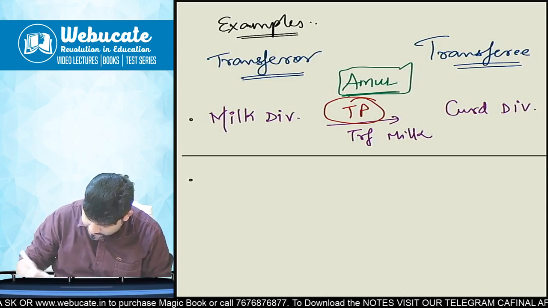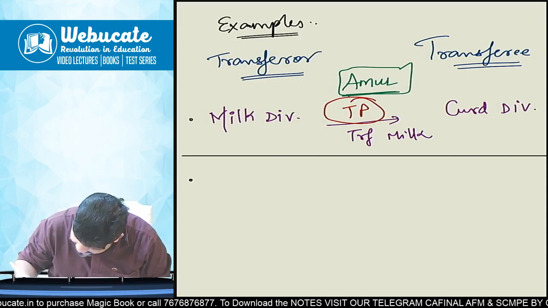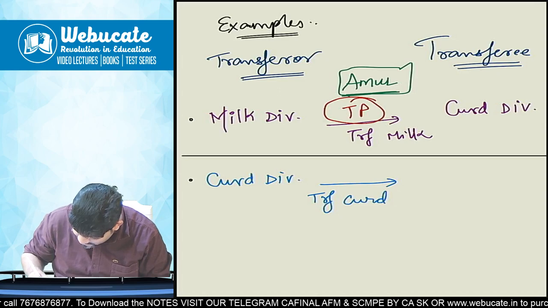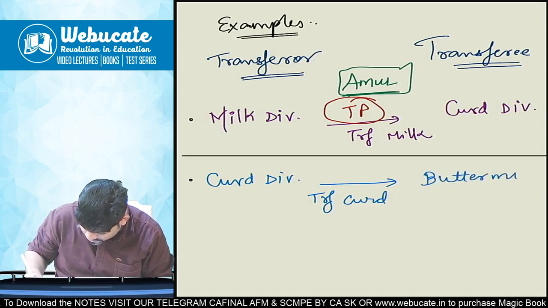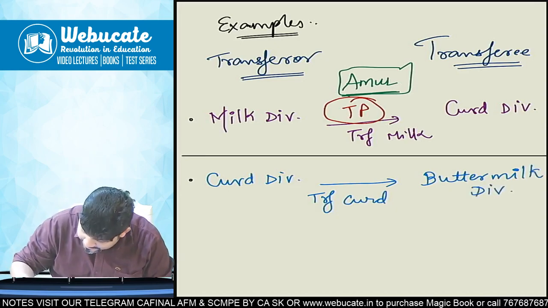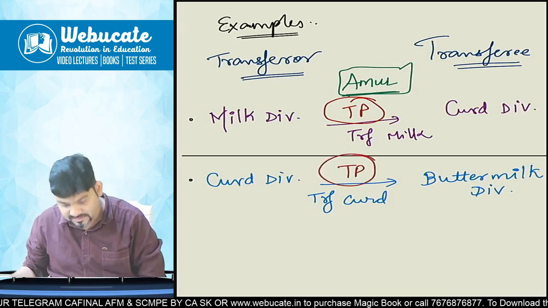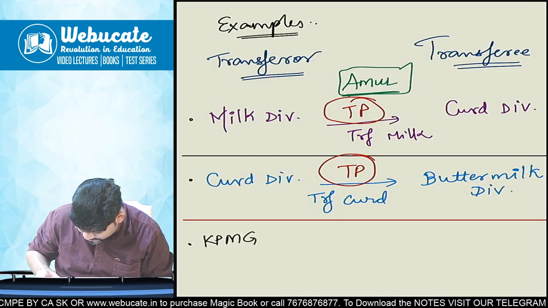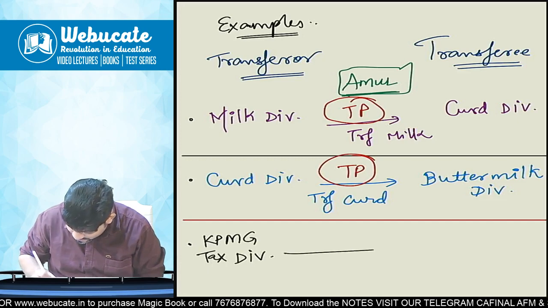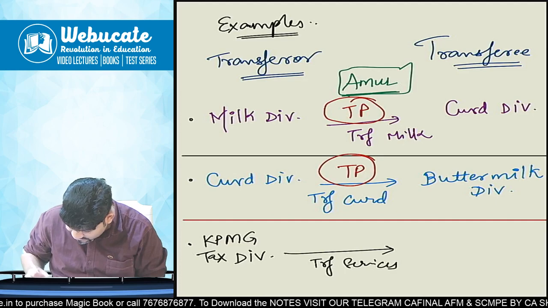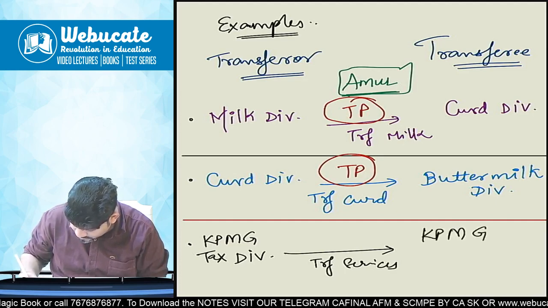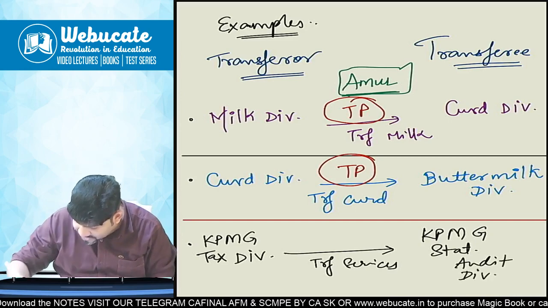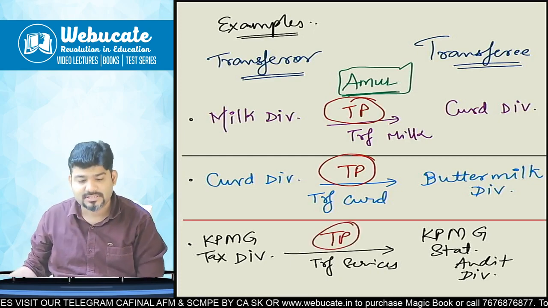Next. Another, just in continuation, you may write down. Curd division transfers curd to buttermilk division at a price called the transfer price. And let's take a CA wala example. A KPMG tax division may transfer services to KPMG stat audit division at a price called the transfer price.